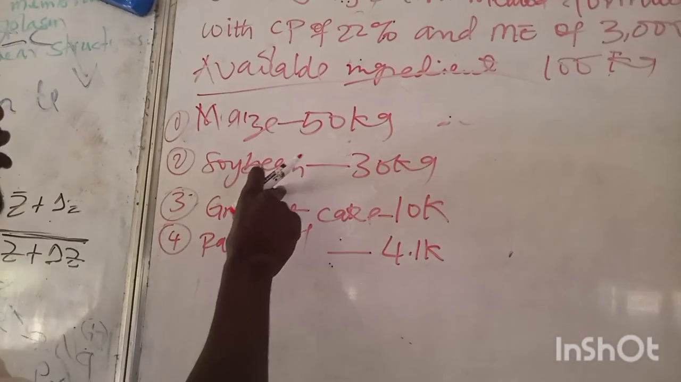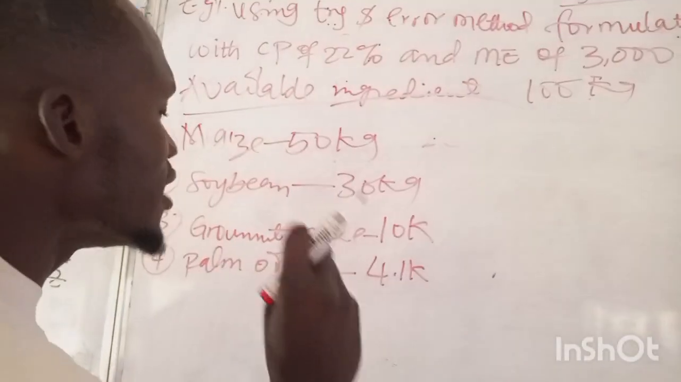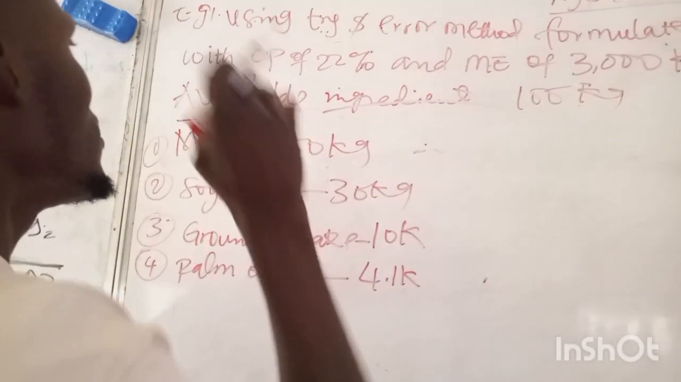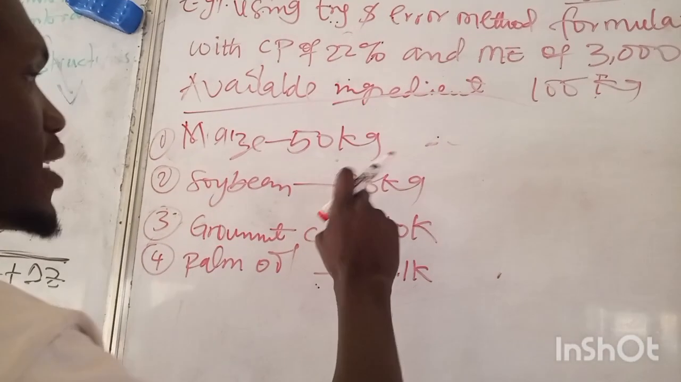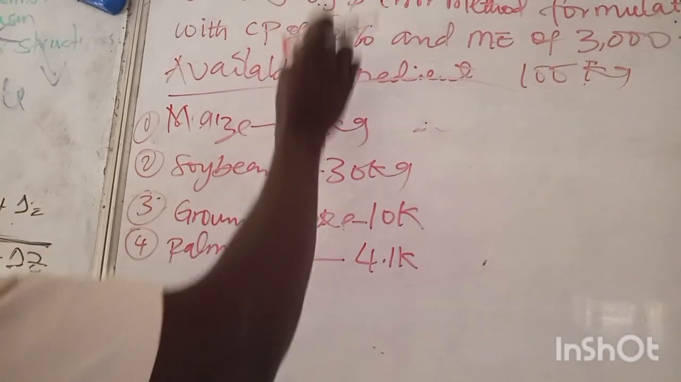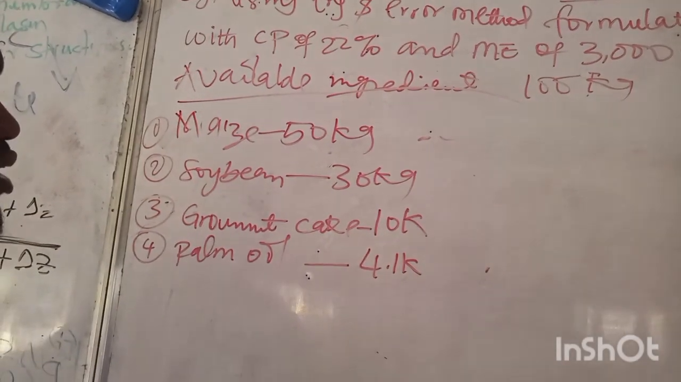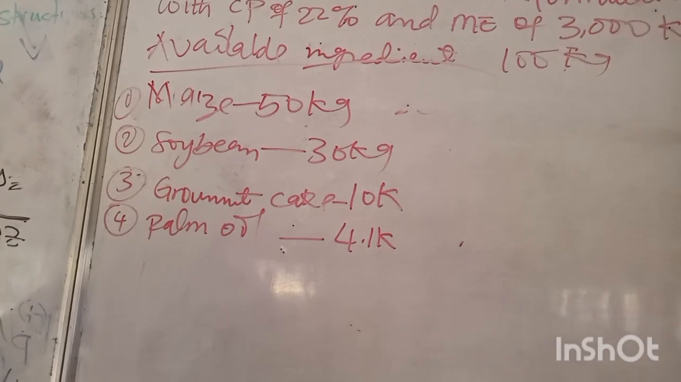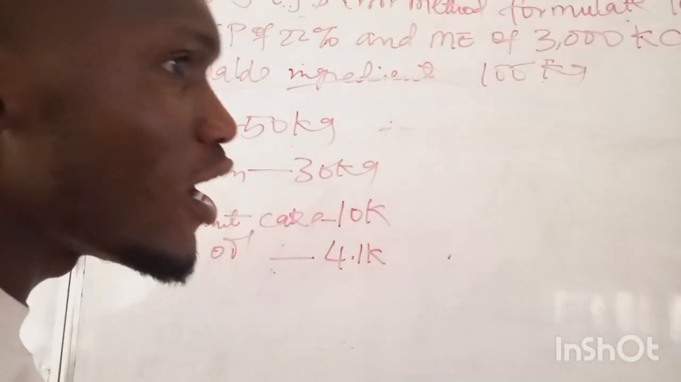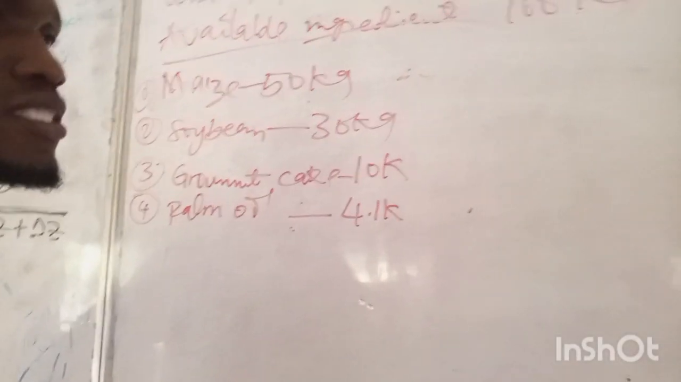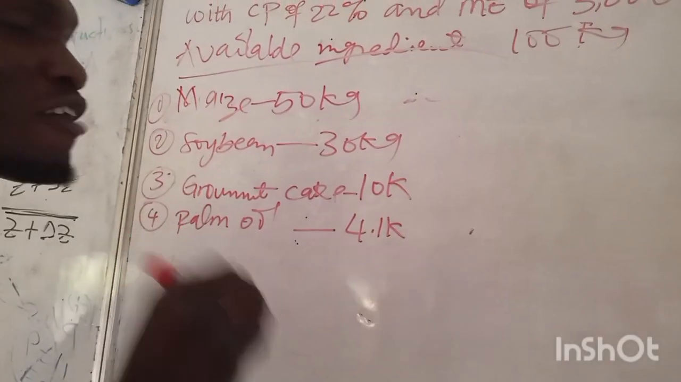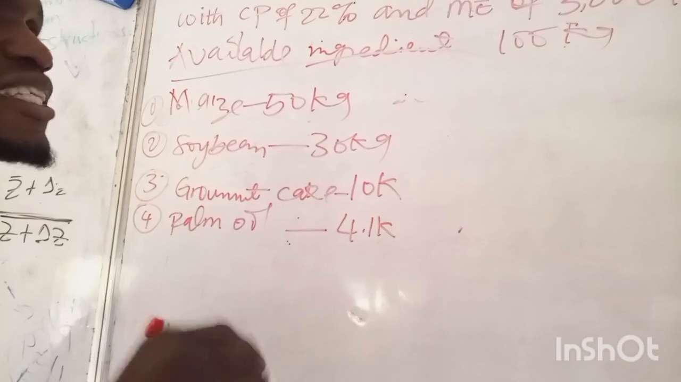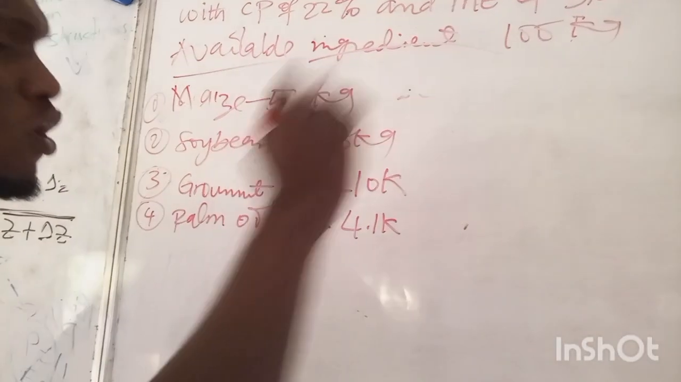Soybean also has energy, but it's richer in crude protein, and that's why I give it 30. By that, we can be able to go towards 22%. Now, coming down to groundnut, it has about 44% of CP, I think. Palm oil, the energy level for palm oil is, I think, 5,700. So we all know all of these things.